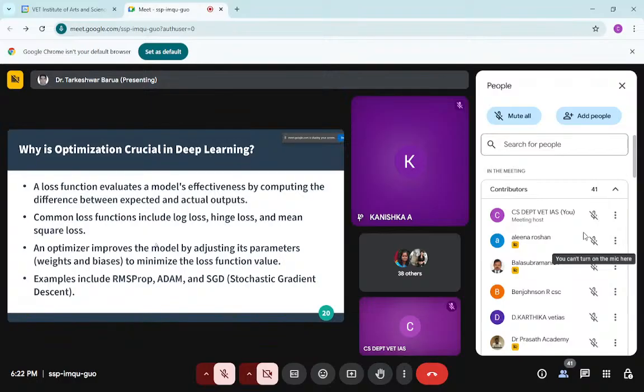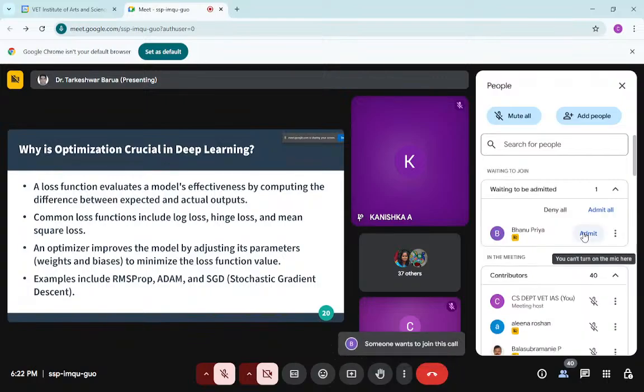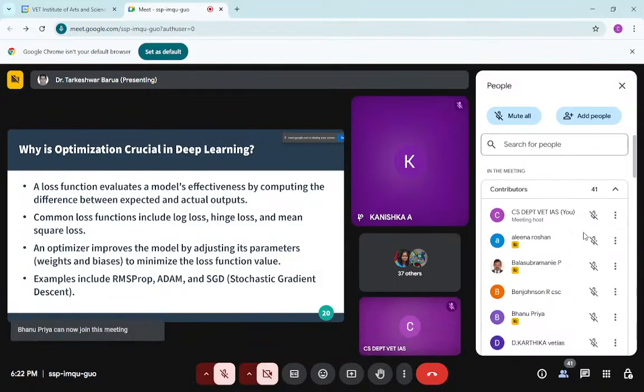Next, why is automation crucial in deep learning? Because the loss function evaluates a model's effectiveness by computing the difference between expected and actual output. For example, if I say 2 plus 2 makes 4, what if the model says 3.9? What if 4.1? It is closer to 4, but it is not accurate. So we are targeting whatever difference comes between the expected output and actual output.